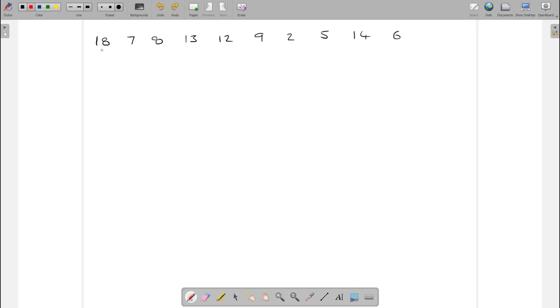Let us consider this set of numbers. The idea behind Quicksort is very simple. Take a number, in this case let's consider 18, and find its right position. That's as basic as that. We'll build on that. So 18, we have 7, 8, 13, 12, 9, 2, 5, 14 and 6. All are actually smaller than 18. So 18's right position is actually right at the end. And we swap 6 with it.